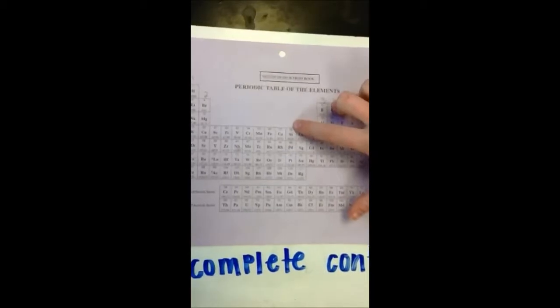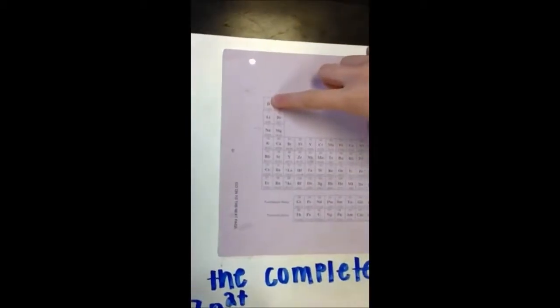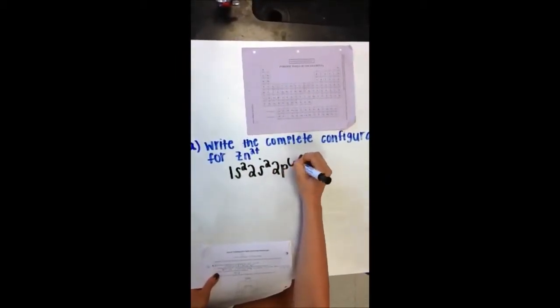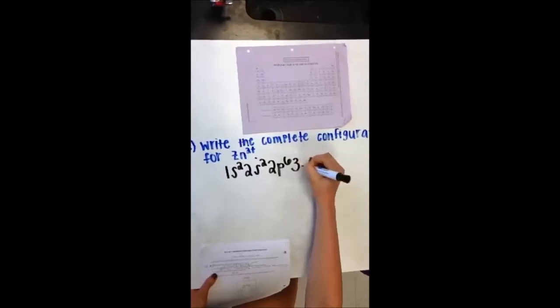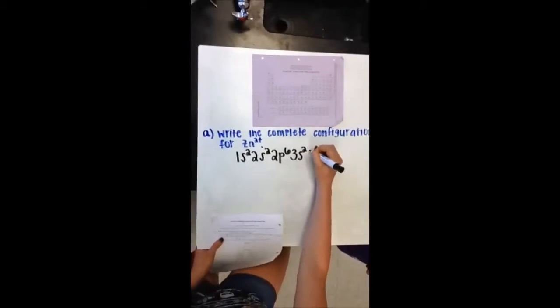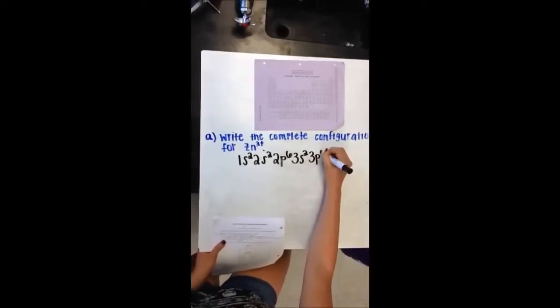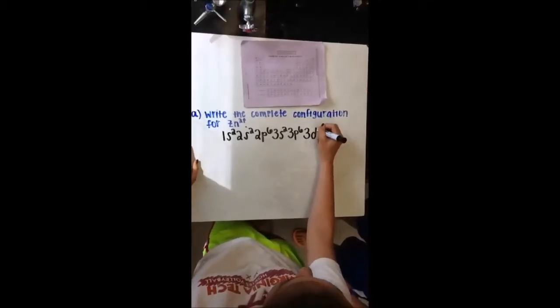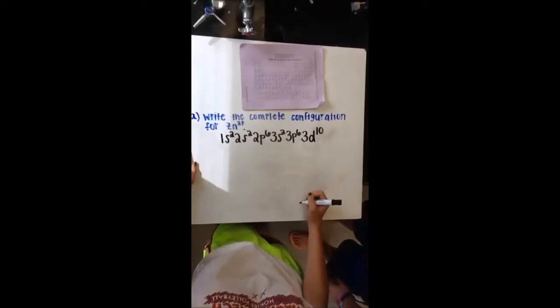Zinc 2+ is basically the same thing as nickel because it's 2 places back, because it has fewer electrons. So basically you have to write 1s2 and then 2s2 and then 2p6 and 3s2 and 3p6 and then we have 3d10, because we skip 4s2 because it's 2+ instead of just zinc.